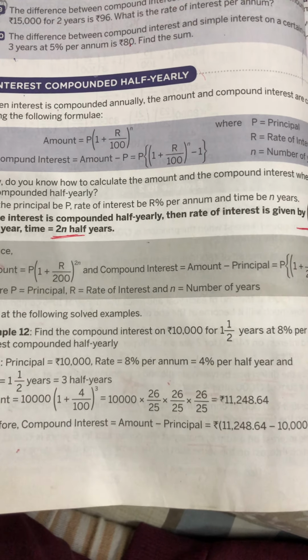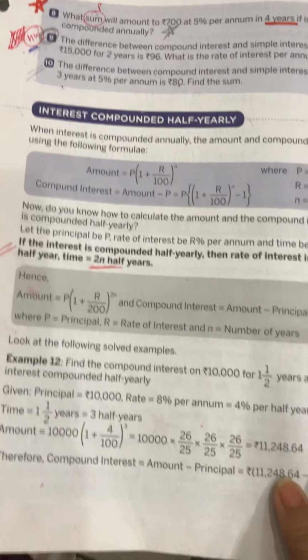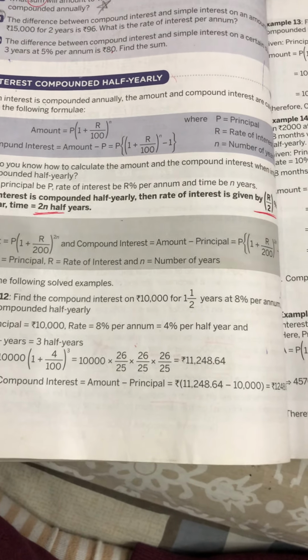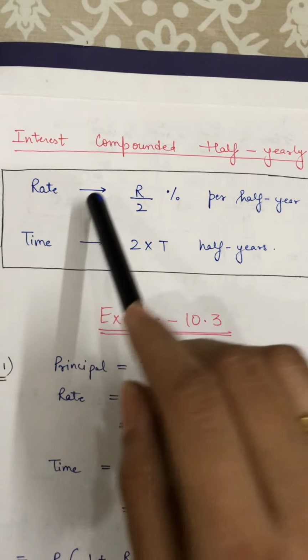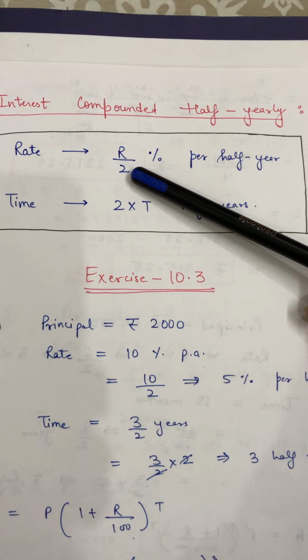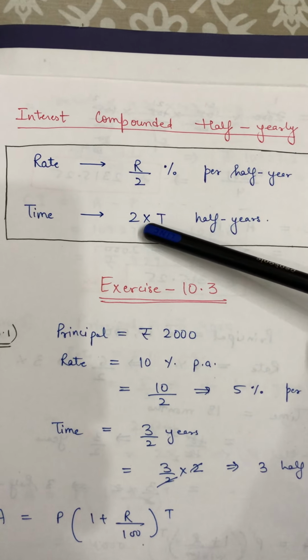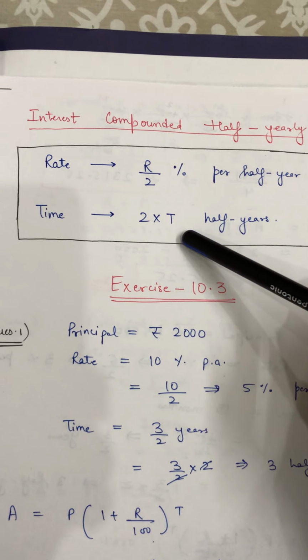When you are going to find the amount and the compound interest, you have to follow two steps in the beginning. Whatever the rate is given to you, you have to divide the rate by 2 always, and the time you have to multiply by 2.